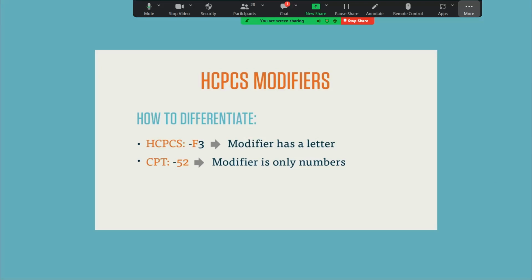Now let's talk about modifiers. We haven't gotten into modifiers for the CPT yet. That's going to be next week and Miss Brandy will be hosting that. But a modifier can be 2 letters, a letter and a number, or 2 numbers. What a modifier does is give the third-party payer more information about the codes.